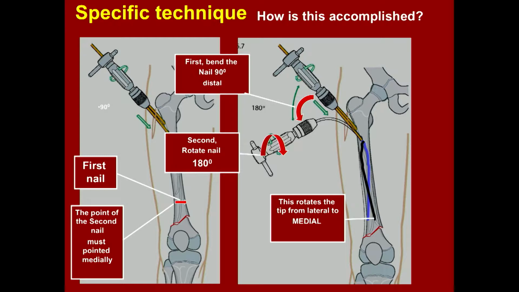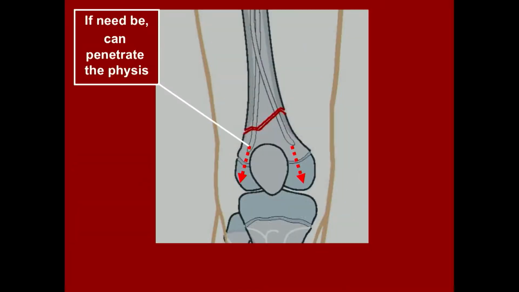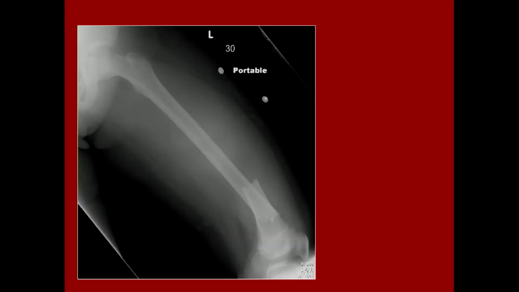And so then you have your 2-point fixation here, and you have the 2 nails spread. So that's a little trick that you can use. This is what the AO technique has done and recommends. And this way you can get good spread at the fracture site. So if need be, you can actually penetrate through the physis if they're smooth pins. It doesn't seem to be causing growth arrest if they're smooth pins.